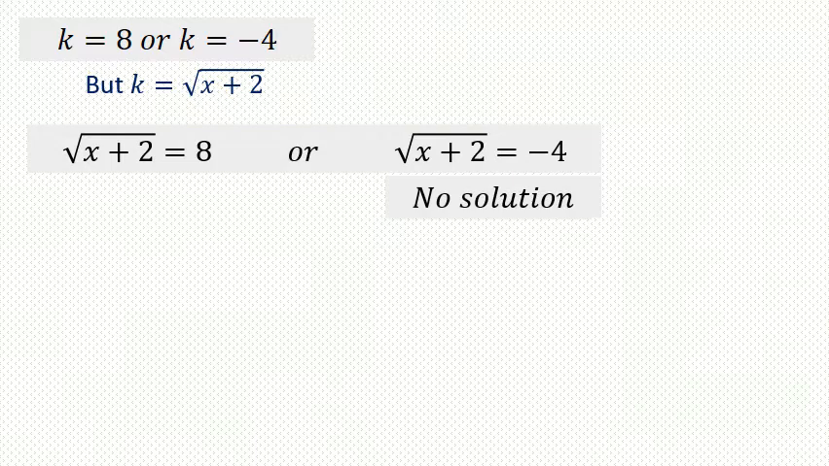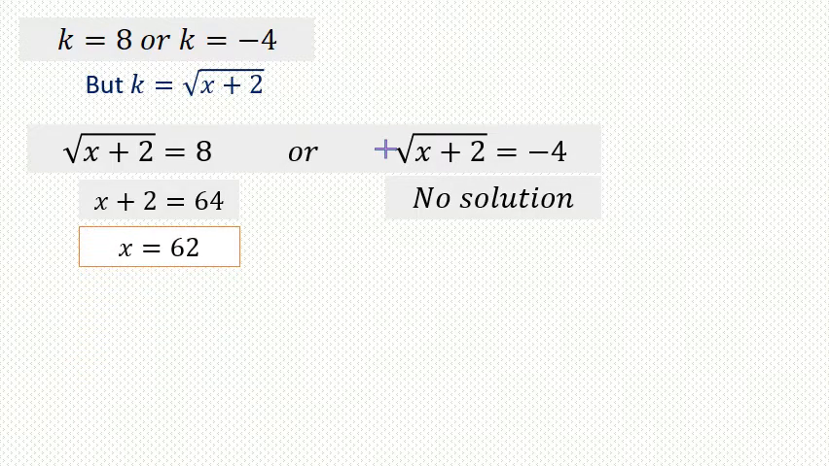We square both sides. Looking at this equation on the right, we have a positive square root equal to a negative 4. How can a positive be equal to a negative? It's not possible, so there's no solution there. But this equation on the left, the square root of x plus 2 equals 8, we square both sides. Sorry, I'm being lazy here, not showing all the steps. If I square the square root, the square root sign falls away, and if you square 8, you get 64. If you take the 2 over, we end up with 64 minus 2, and so our final answer is x equals 62.